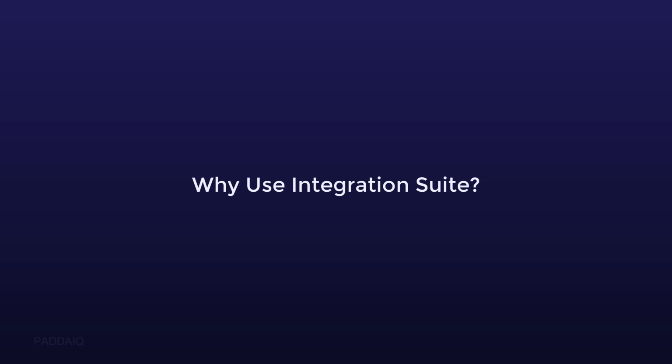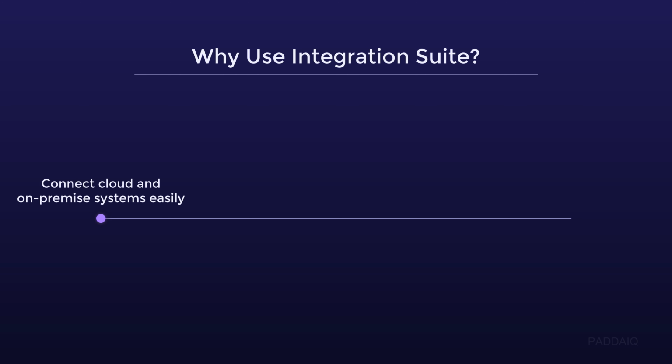Why use SAP Integration Suite? Connect cloud and on-premise systems easily. This means you can link modern cloud applications with traditional on-premise software without complex coding. For example, connect SAP S/4HANA on-premise with SuccessFactors in the cloud to sync employee data automatically. This seamless connection ensures your business processes flow smoothly across all systems.